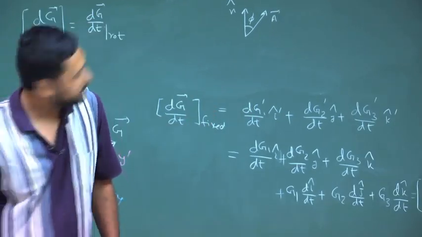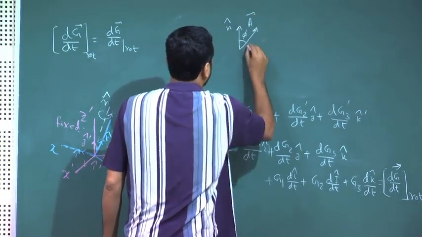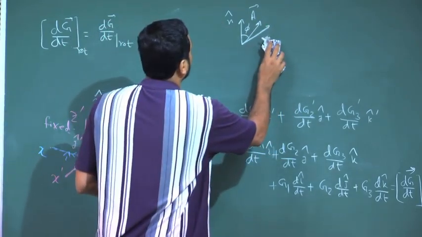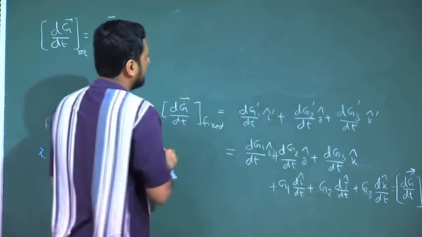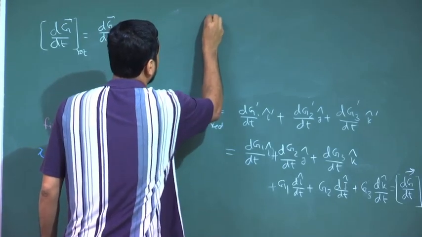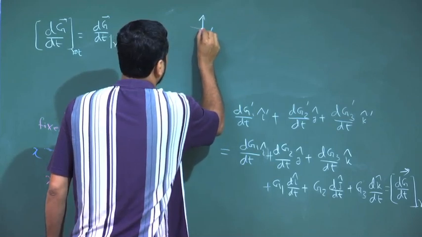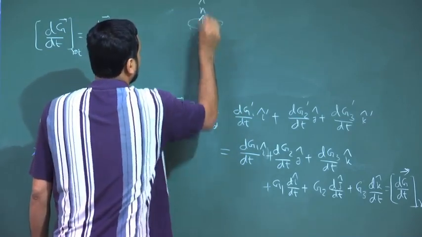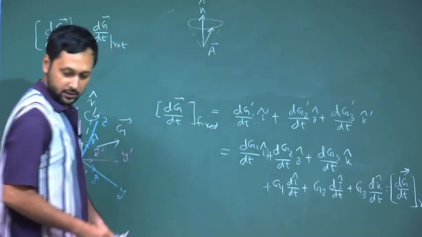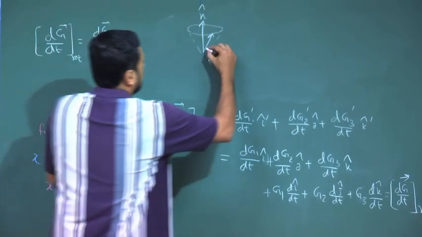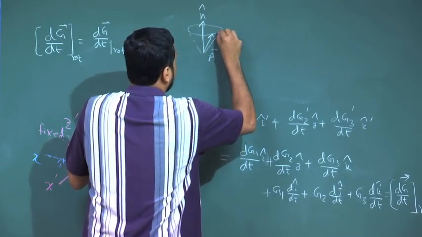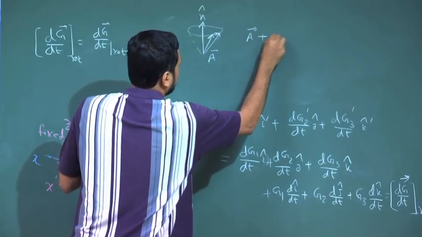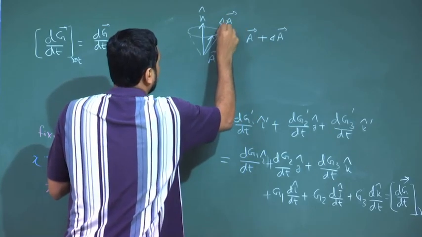So, the angle is fixed and the direction of this vector is changing with time. I will try to draw a better picture, as this one is not very clear. Whatever happens, this is n and this is A, and the tip of the vector A will remain on this cone, right. So, at a later time it will go here, and it is a vector which is A plus delta A.